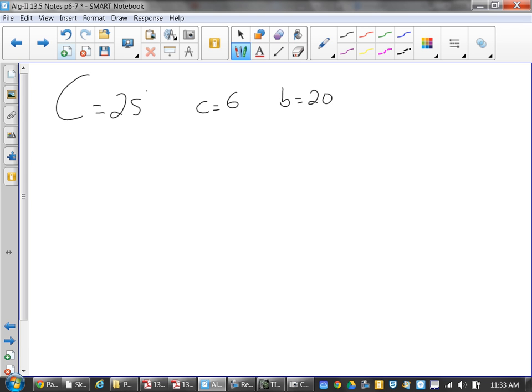This is at 1, 0. This is 0, 1, negative 1, 0, 0, negative 1. Sine of 0 is 0. Sine of 90 is 1. Sine of 180 is 0. Sine of 270 is negative 1. Cosine of 0 is 1. Cosine of 90 is 0. Cosine of 180 is negative 1. Cosine of 270 is 0. And tangent is sine over cosine.